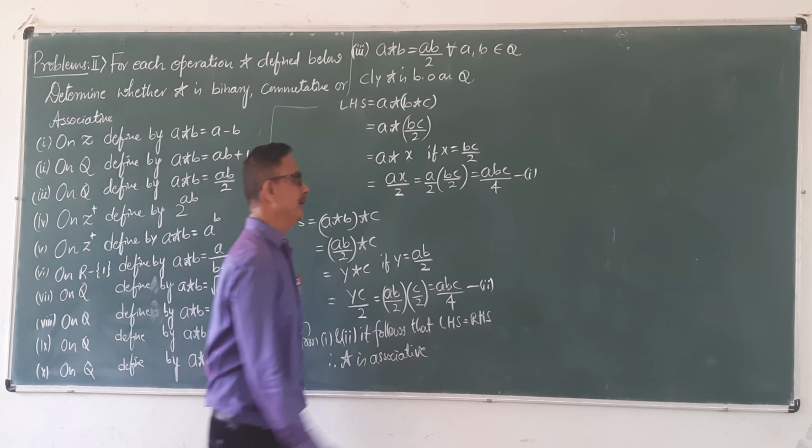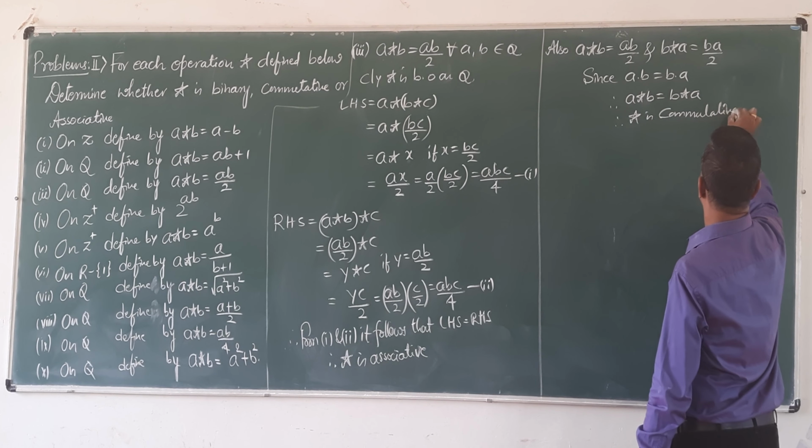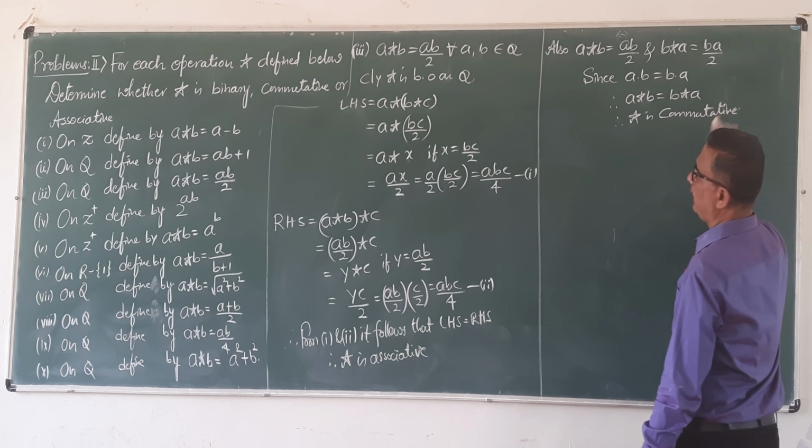Since A star B is equal to, that is given, AB by 2. What about B star A? B star A is equal to BA by 2. Right? Again you know that 5 into 4 is same as 4 into 5. 2 into 3 is same as 3 into 2. In general, A into B is same as B into A. A into B is nothing but A star B. B into A is nothing but B star A. Therefore, star is commutative. It is associative, it is commutative, and it is a binary operation. Okay. Then fourth one.